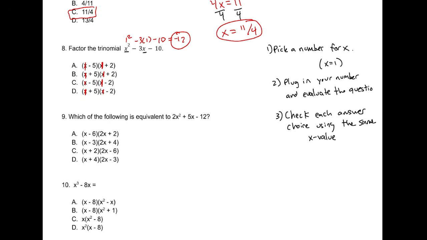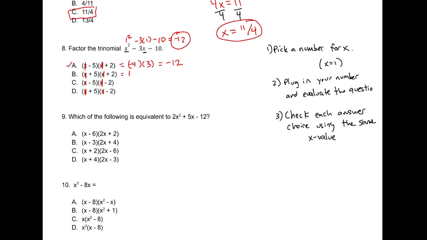And you can even use this strategy for other types of problems where the basic question is like, what expression is the same as the one that's given? So let's run through each of these and see what it equals. So for A, we've got 1 minus 5, which is negative 4. 1 plus 2 is 3. And negative 4 times 3 is negative 12. So it's looking like it could be A, but let's check the rest.